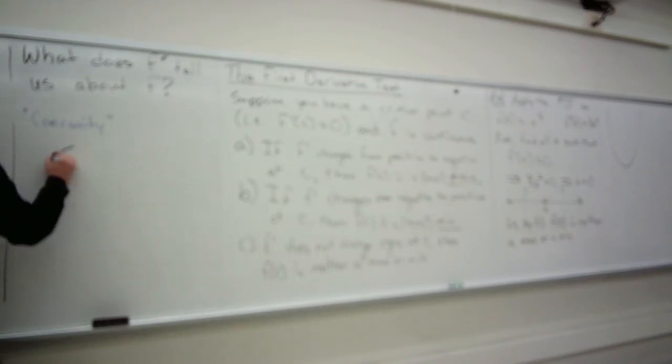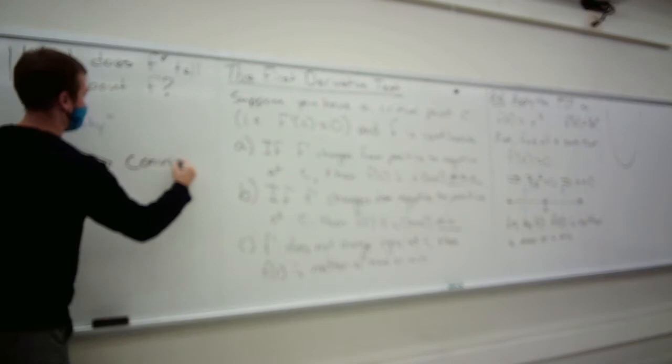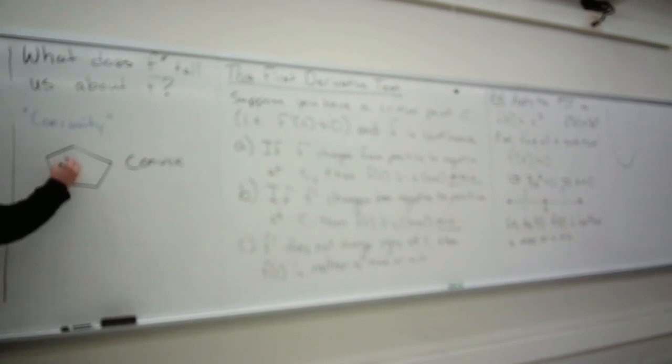Geometrically speaking, if I drew something like this, would you say that is concave or convex? Convex. Convex shapes mean if I pick any 2 points inside here, any 2 points, so you have complete freedom, if you connect them with a geodesic segment, that means a straight line on a plane, if that entire line is inside the shape, it's convex.